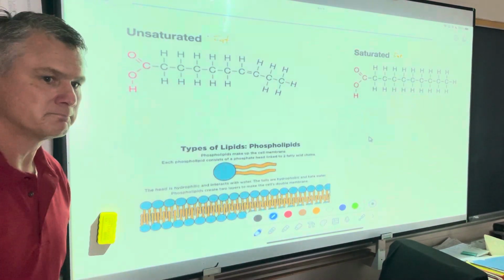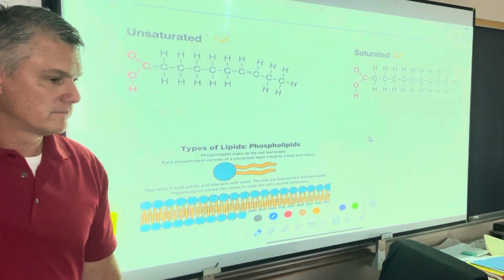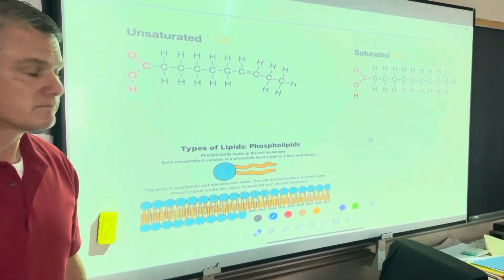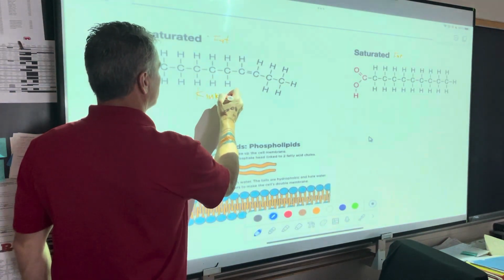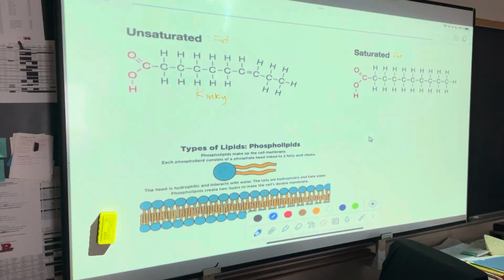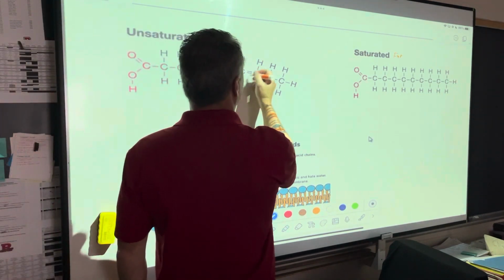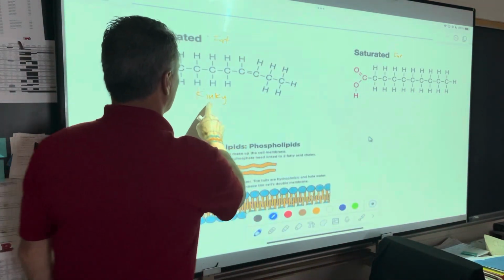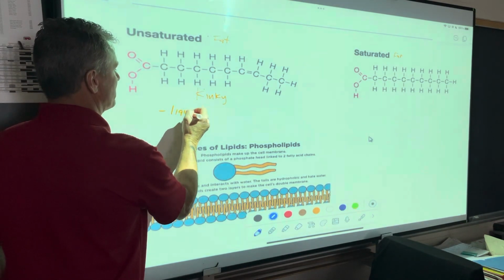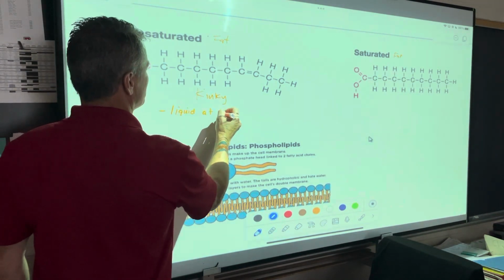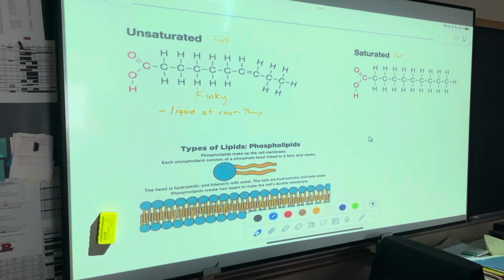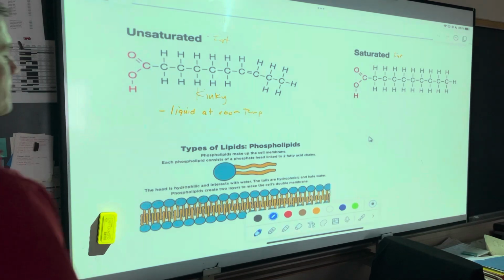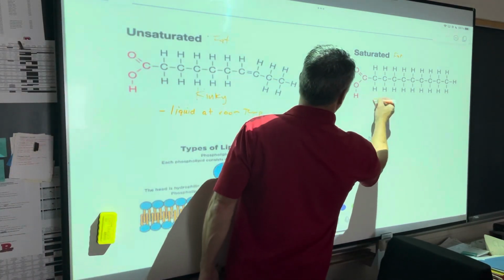How are they different? Less hydrogen. Look what effect that has. This makes this tail kinky. In AP Bio circles, we called that the kinky tail. But if you would put the hydrogens back here, it would straighten up. And so this makes a liquid at room temperature. So like olive oil, canola oil, vegetable oil, they're all liquid at room temp. And then over here, these would be a solid at room temp.